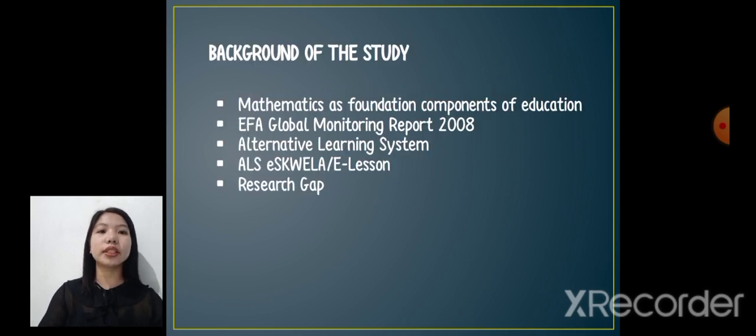For the background of the study, mathematics is one of the foundational components of education that paves way to real-life analysis and understanding. According to the EFA Global Monitoring Report 2008, about 20% of the 82 million total Philippine population are out-of-school youth. In order to address this problem, the Alternative Learning System was implemented by the Department of Education, which gave way to the right to education for all Filipinos who did not finish their basic education.